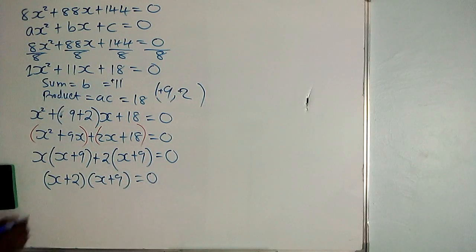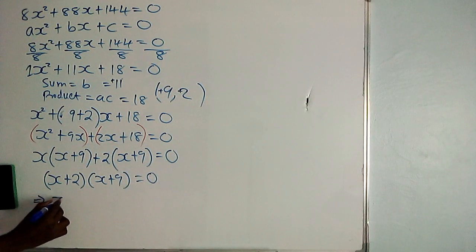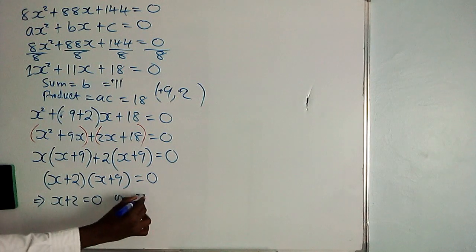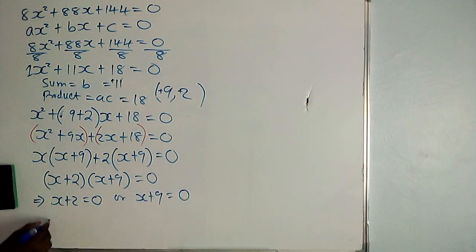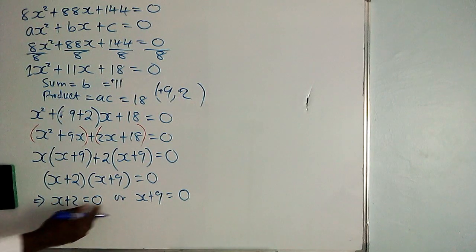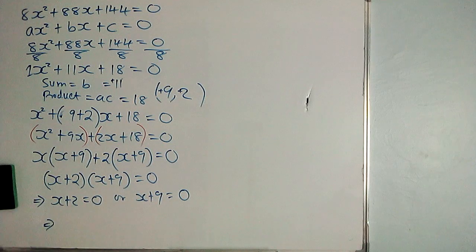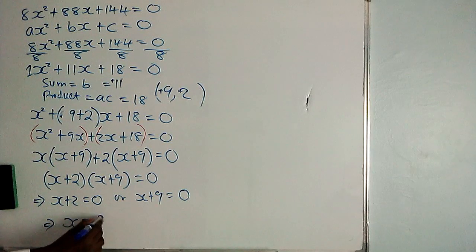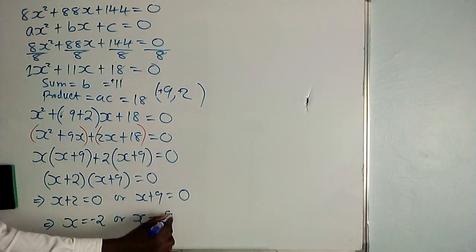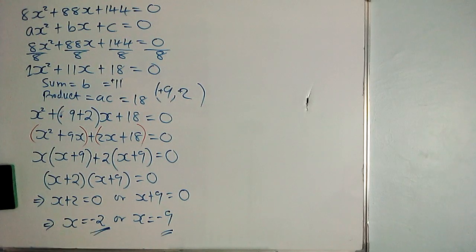So what does this imply? It implies either the first factor is 0 or the second factor is 0, isn't it? So it is either x plus 2 equals 0 or x plus 9 equals 0. So from there we find x is equal to negative 2 or x is equal to negative 9. So that is how to solve a quadratic equation using the factorization method, isn't it? That is how to solve a quadratic equation using factorization.